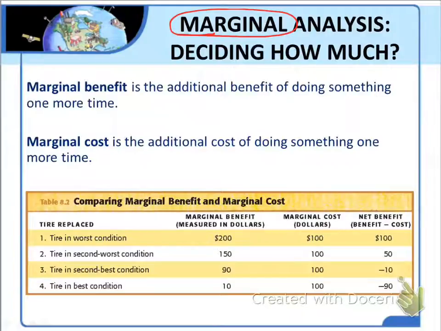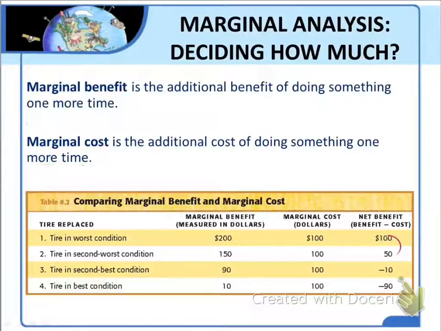When deciding how much of something to do, a rational decision maker compares the marginal benefit of the action with the marginal cost at each step along the way. The marginal benefit in this particular case is the additional benefit of taking the next step and doing something one more time. The marginal cost is the additional cost of taking the next step and doing something one more time.